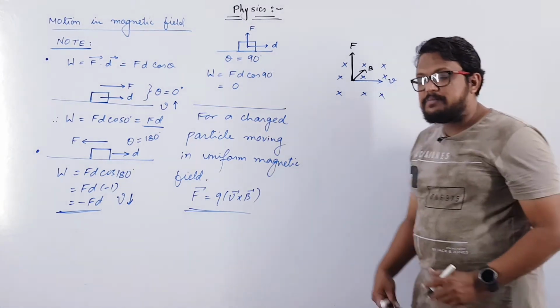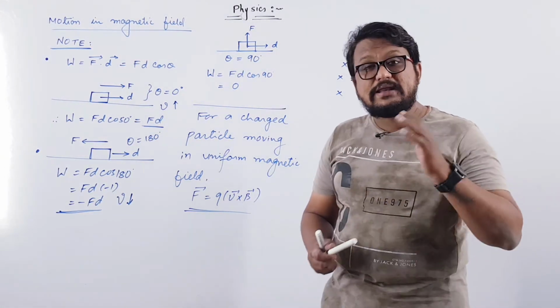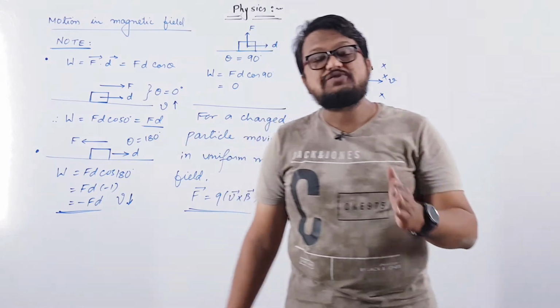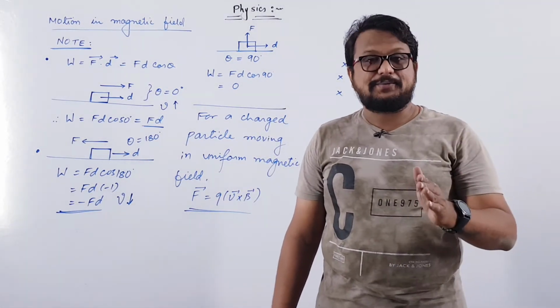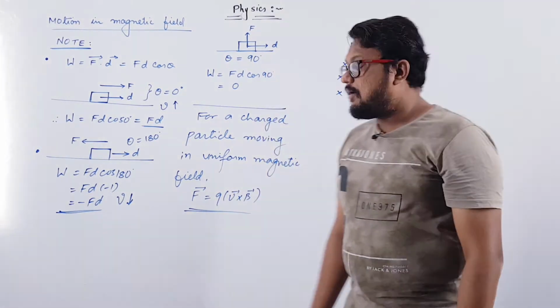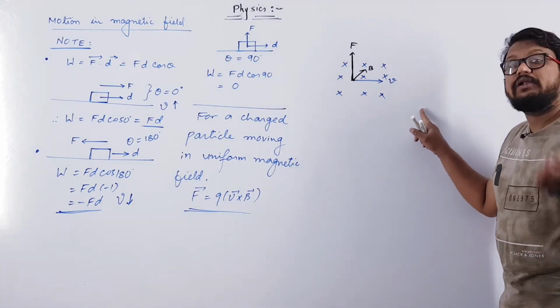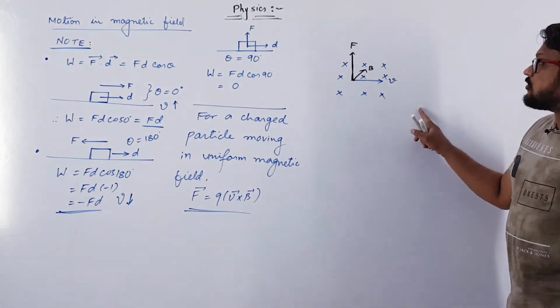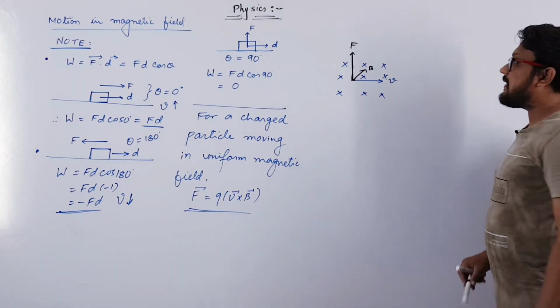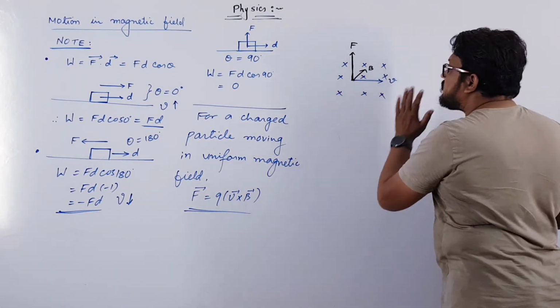It means that the magnetic field is not doing any kind of work on a charged particle which is moving inside it, perpendicular to the magnetic field, right? So work done on this charge by the magnetic field will be 0. So what actually will happen to this charge? What will be the motion of this charge?